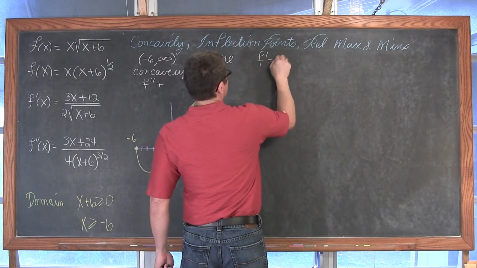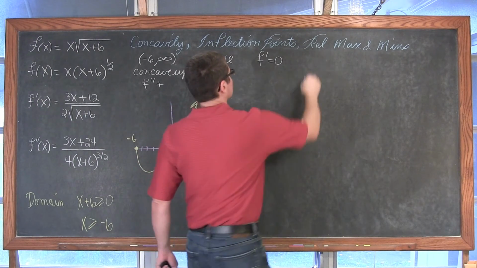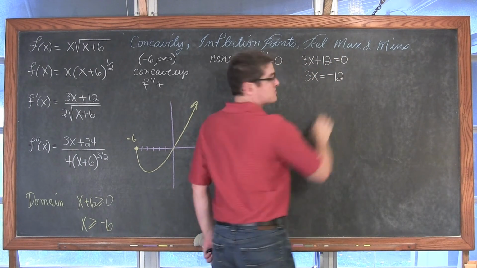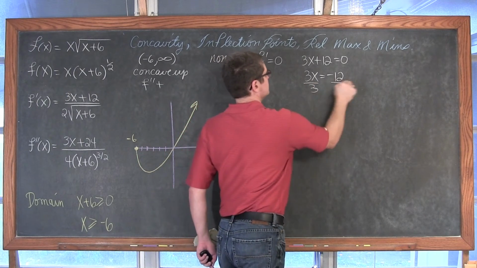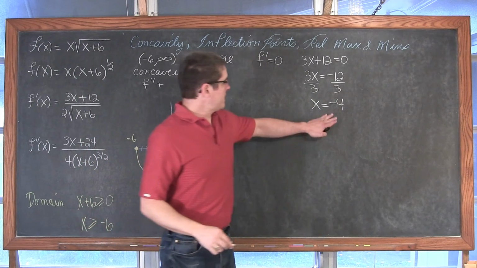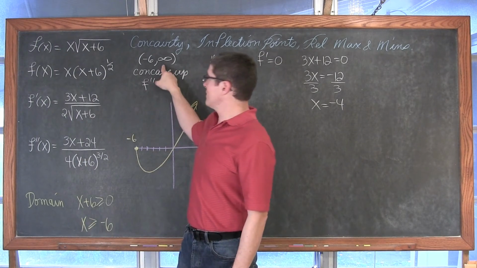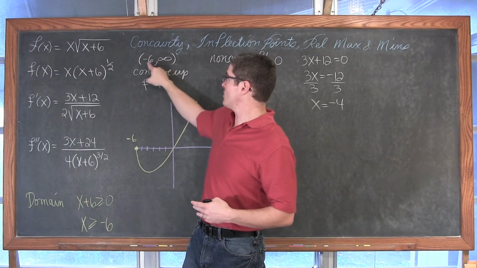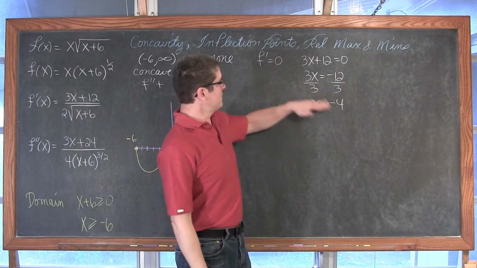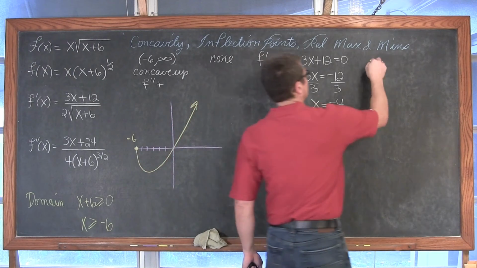F prime, where is that equal to 0? Well, it's again a rational function, so let's just set the numerator equal to 0. We got 3x plus 12 is equal to 0. That's 3x is equal to -12. Divide by 3, and x is equal to -4. Okay, well, again, at the x value of -4, the first derivative is equal to 0, and the second derivative, if I come back here to my interval, where I just determined that the function was concave up because my second derivative was positive, if where your first derivative is equal to 0, your second derivative is positive, you have a relative minimum.